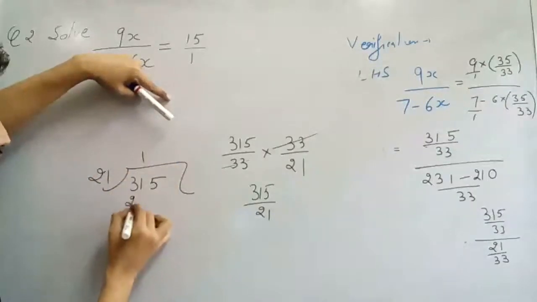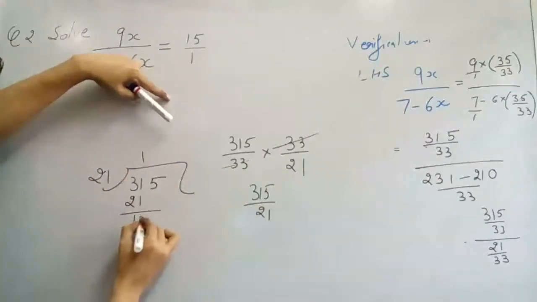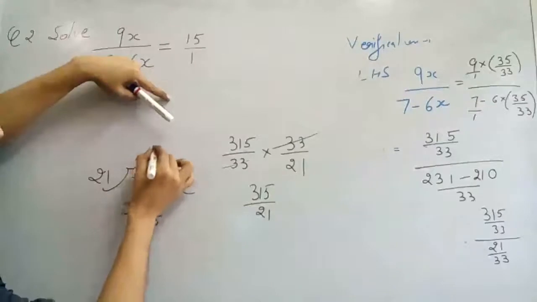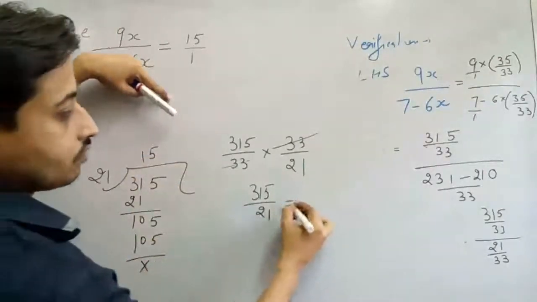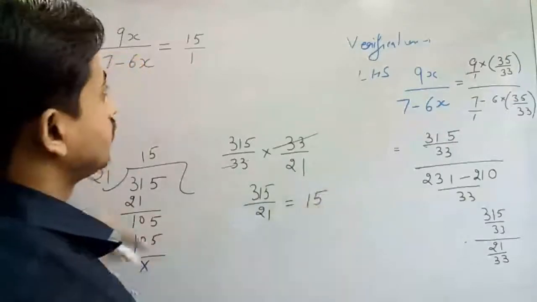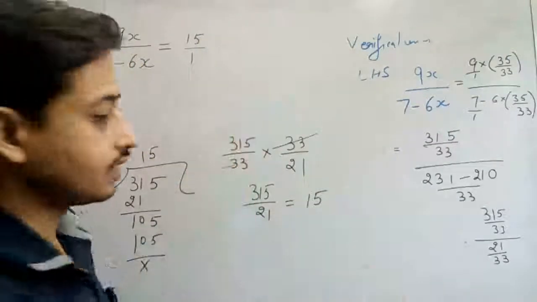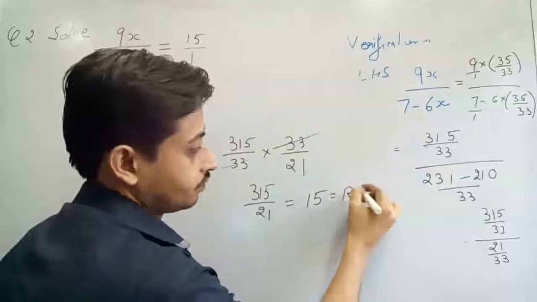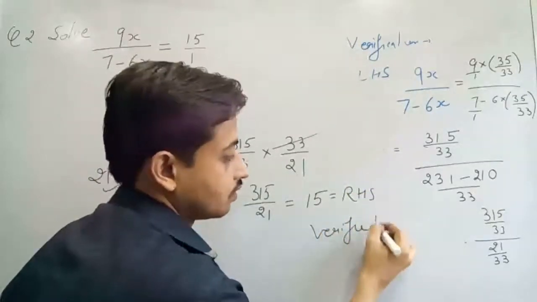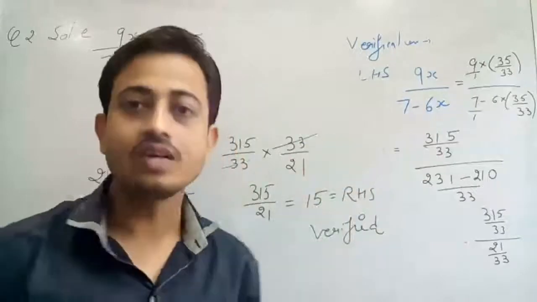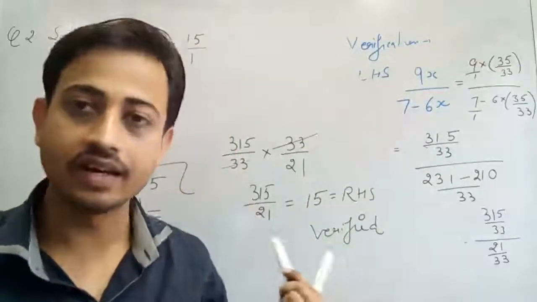21 ones are 21. What we will get? 10. So 21 into 5, we get 105. So we get 15. And 15 is our right hand side. So the result is verified. So please make a note.